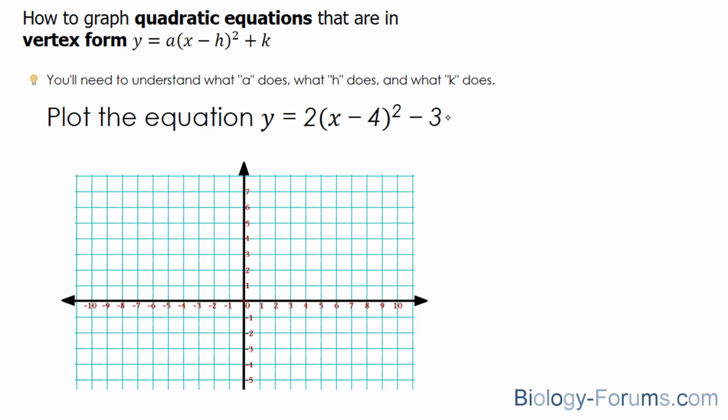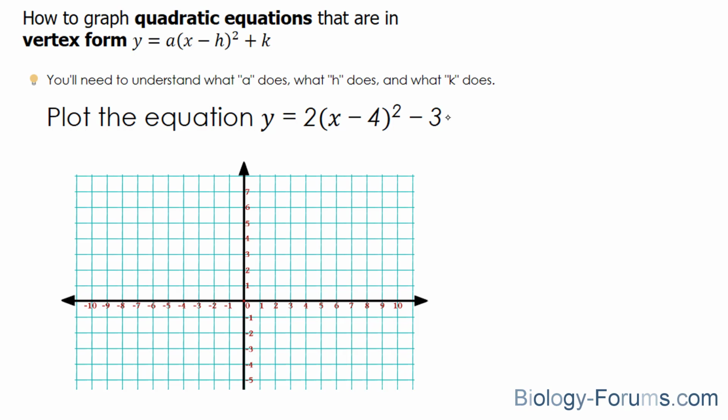In this short demonstration, I'll show you how to graph quadratic equations that are in vertex form, which is y equals a(x minus h) squared plus k. Before we begin, you'll need to understand what a does, and what h and k represent.